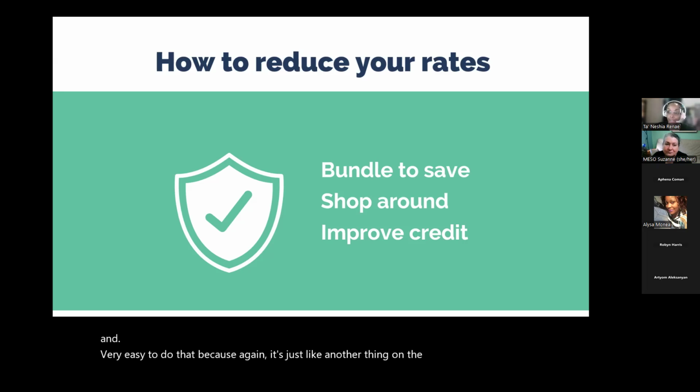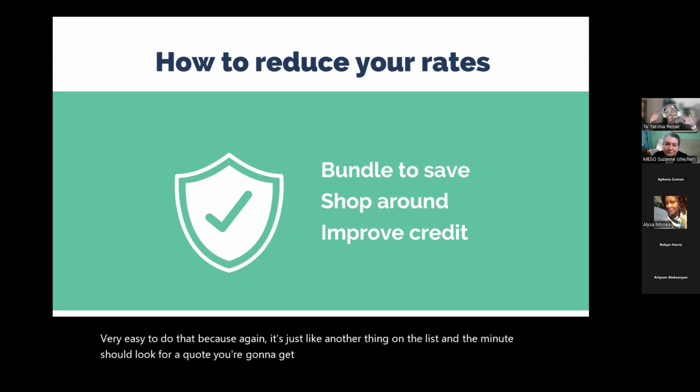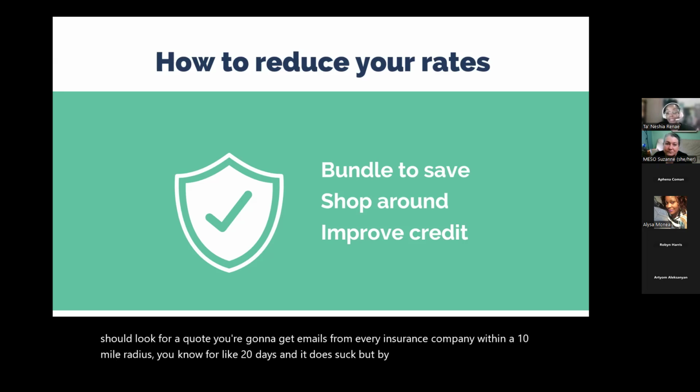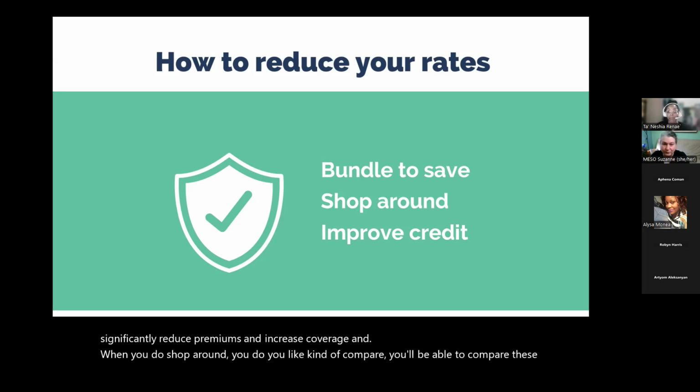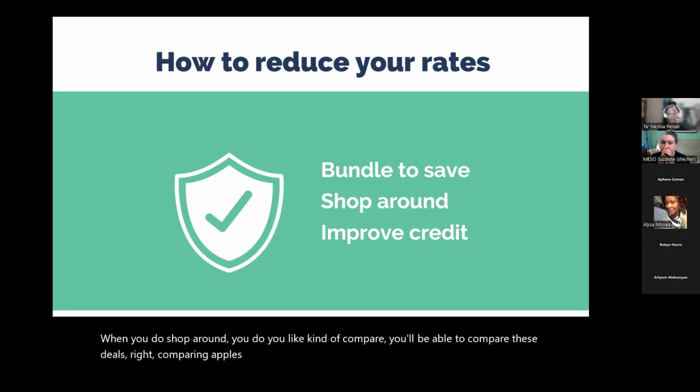And the minute you look for a quote, you're going to get emails from every insurance company within a 10-mile radius for like 20 days. And it does suck. But by shopping around, you can significantly reduce premiums and increase coverage. And when you shop around, you'll be able to compare these deals, right? Comparing apples to apples. Get multiple quotes, consider the deductible. Ask the agent how you can save.